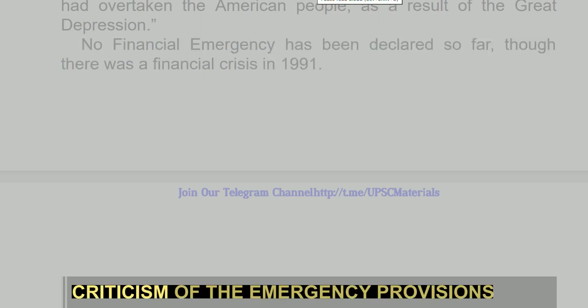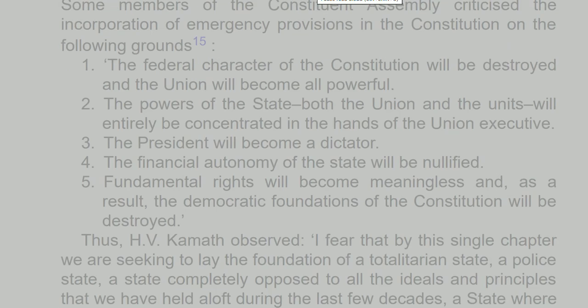Criticism of the emergency provisions. Some members of the Constituent Assembly criticized the incorporation of emergency provisions in the Constitution on the following grounds. 15. 1. The federal character of the Constitution will be destroyed and the Union will become all-powerful. 2. The powers of the state, both the Union and the units, will entirely be concentrated in the hands of the Union executive. 3. The President will become a dictator. 4. The financial autonomy of the state will be nullified. 5. Fundamental rights will become meaningless and, as a result, the democratic foundations of the Constitution will be destroyed.